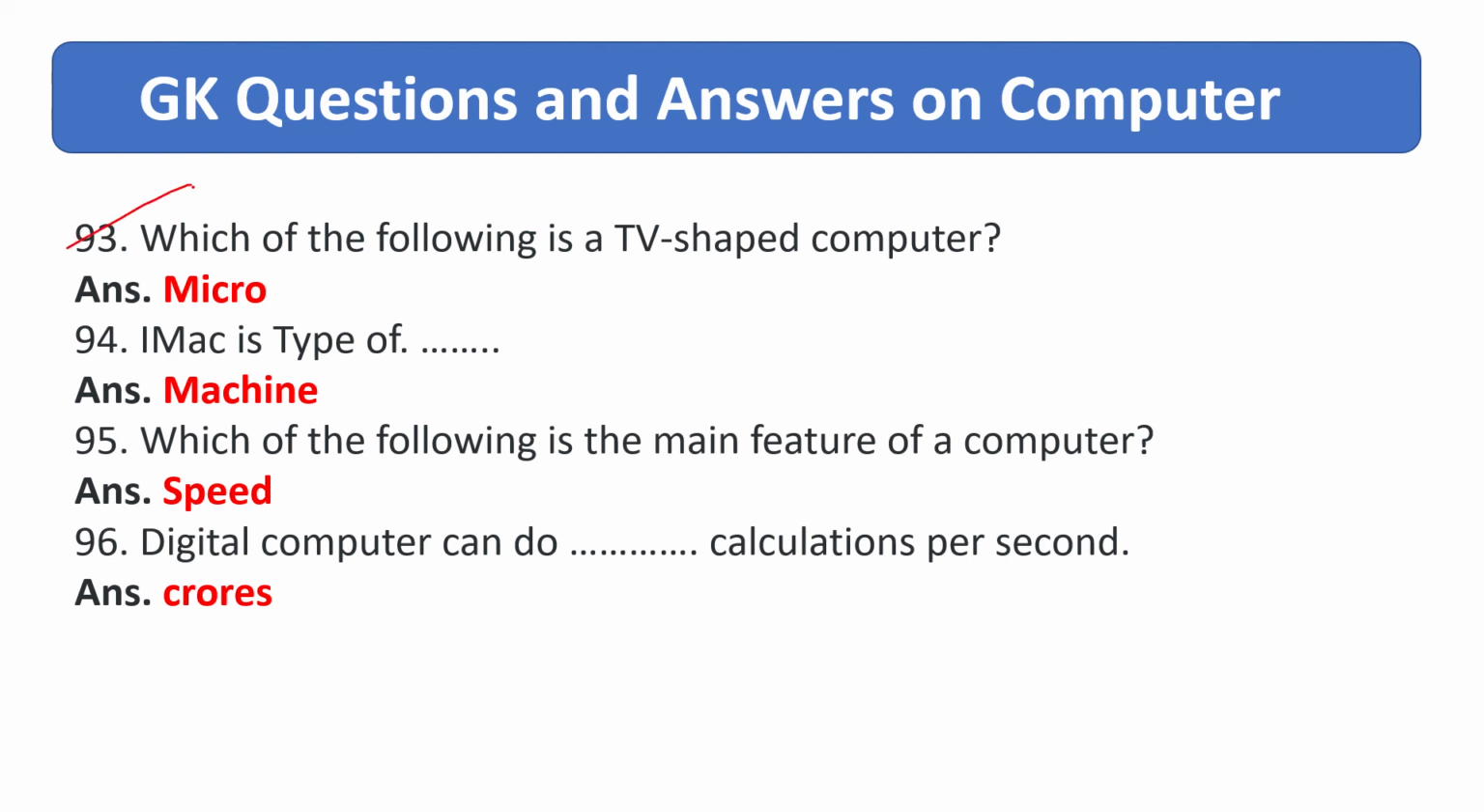Which of the following is a TV shaped computer? Answer is micro. iMac is a type of? Answer is machine. Which of the following is the main feature of computer? Answer is speed. Digital computer can do? Answer is crore calculations per second.